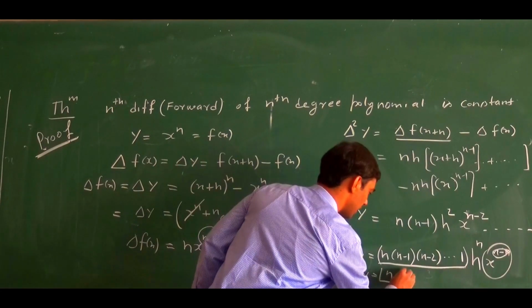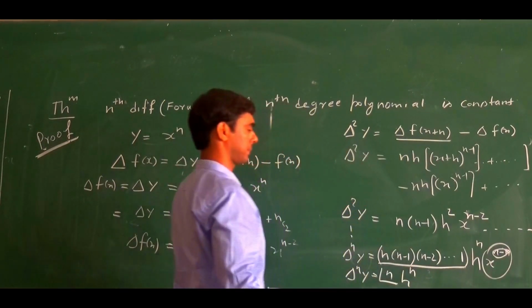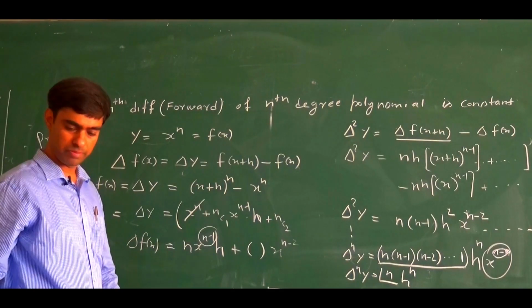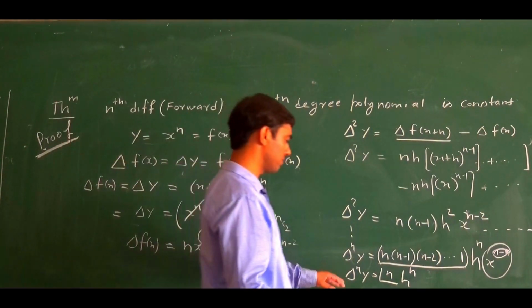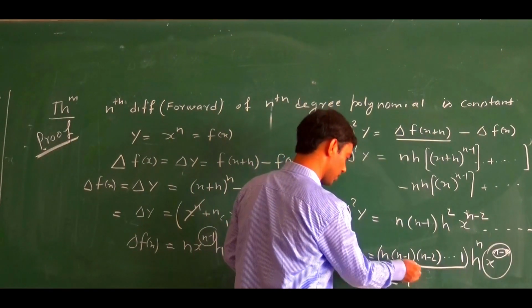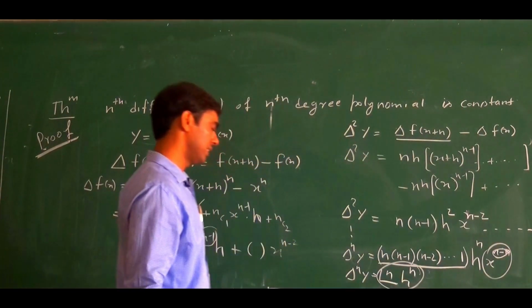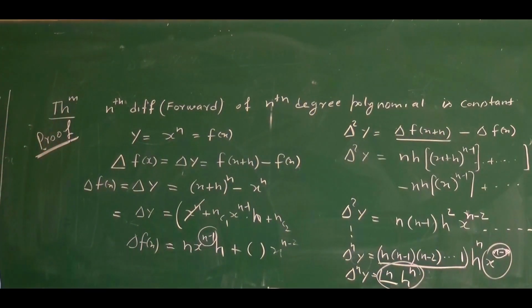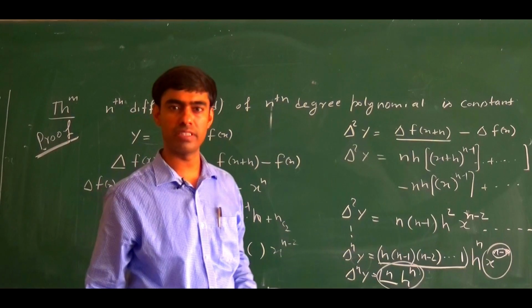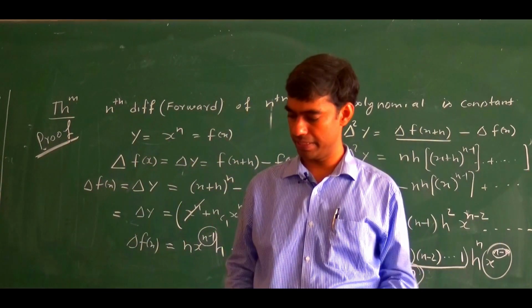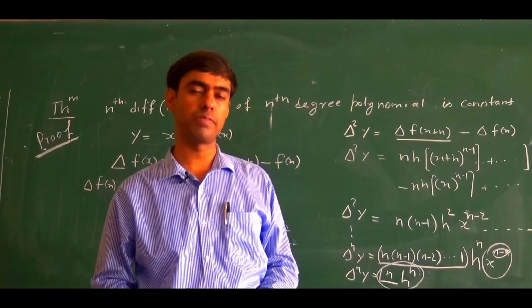Factorial n h to the power n. So this one is a proof of this theorem, because the nth difference becomes what? n is a constant, h is also a constant, so this term becomes a constant. So the nth difference of an nth degree polynomial is a constant. So this is the proof of the theorem.